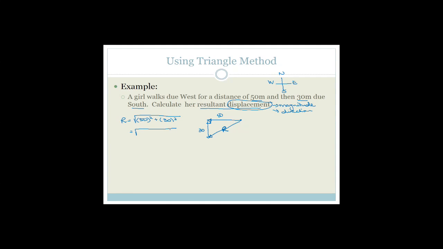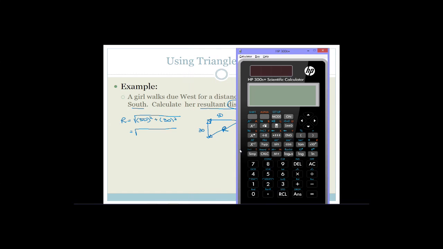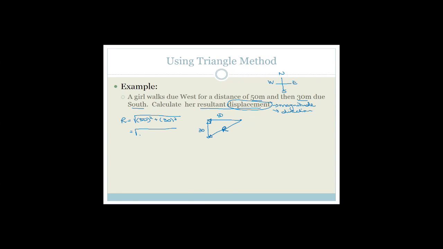Which equals the square root of, and now we're going to get out a calculator. So just hang on a second. There is my calculator. It might look a bit different from your calculator, but it all works the same. We're going to switch it on. Now we want the square root of 50 squared plus 30 squared. So we're going to go square root of 50 squared plus 30 squared, and then we're going to go equals. And that doesn't really give you an answer that we can use. So it becomes 10 square root 34.